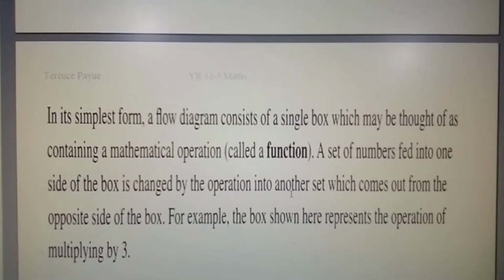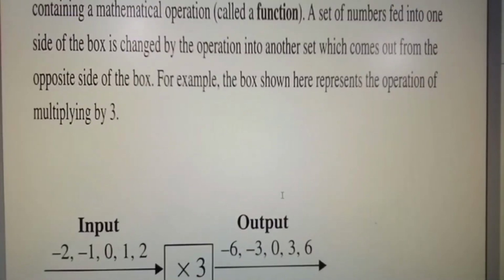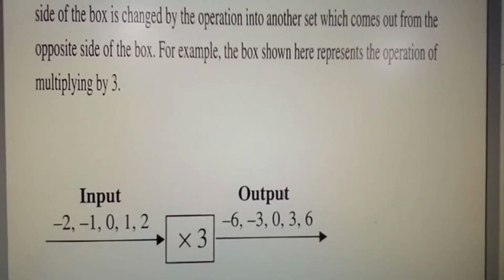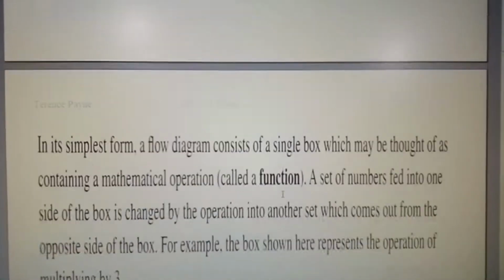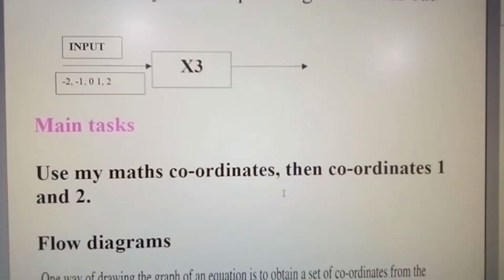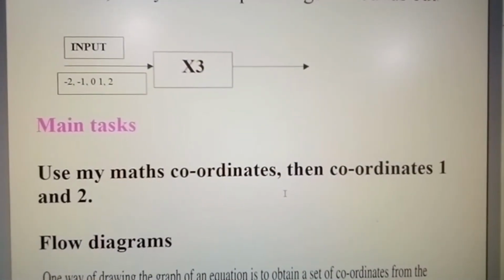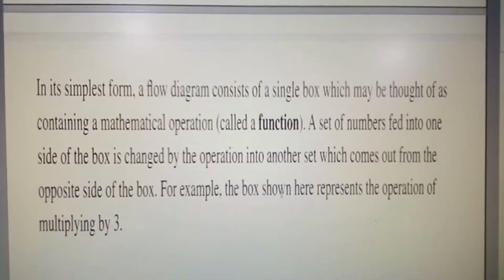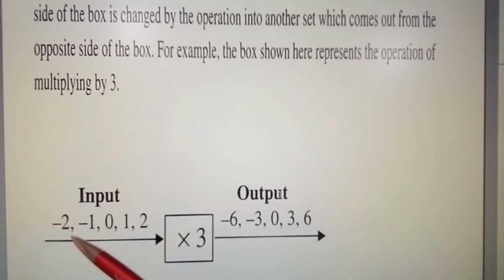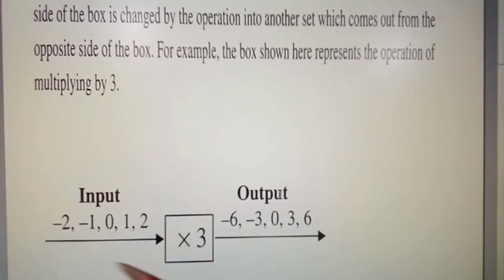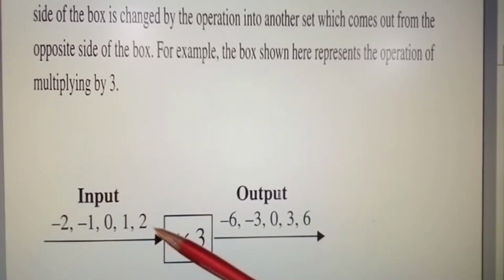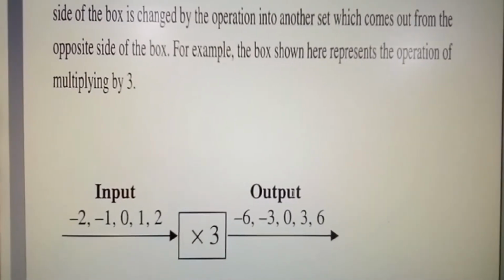Come back, make sure we've got it in frame. And this is my box, as shown before, and that came from here. So let's not forget where that came from. That came from this box here. So all I've done now is to apply that principle to here. And we now have 3 times minus 2, minus 6. 3 times minus 1, minus 3. 3 times 0 is 0. 3 times 1 is 3. 3 times 2 is 6. That's simple enough to follow.